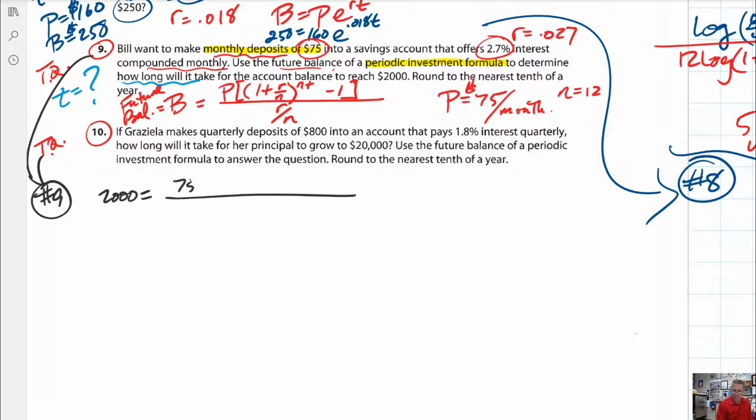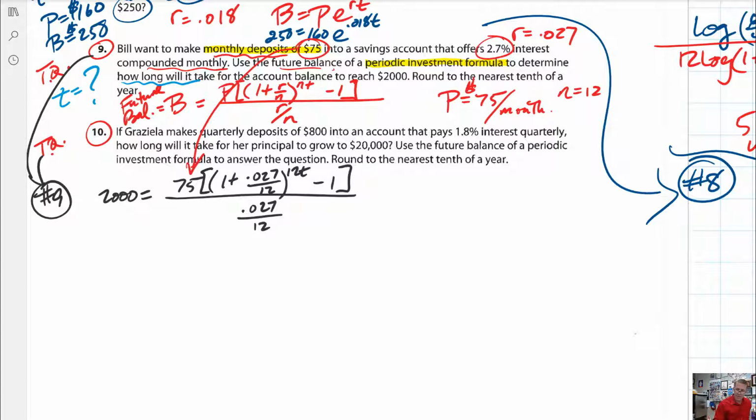And the periodic deposit that I'm going to put in here, or Bill's going to be putting in, is $75. So I have to multiply it by 1 plus R divided by N, which is 0.027 divided by 12, raised to the 12t power. It's always raised to the N times t power, minus 1, all divided by 0.027 divided by 12. That, my friends, is called the setup, okay? Remember, he puts in $75 monthly. The question is, after how many years, what's T, to reach $2,000 in the account?